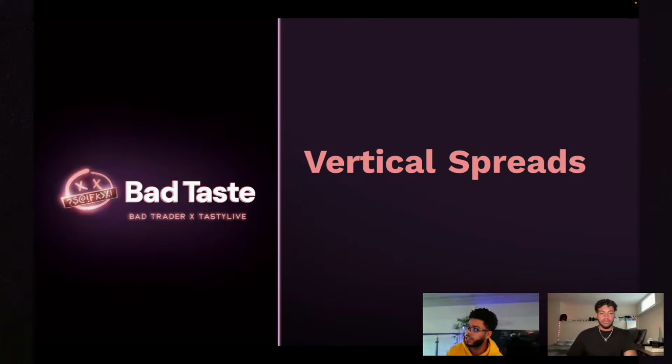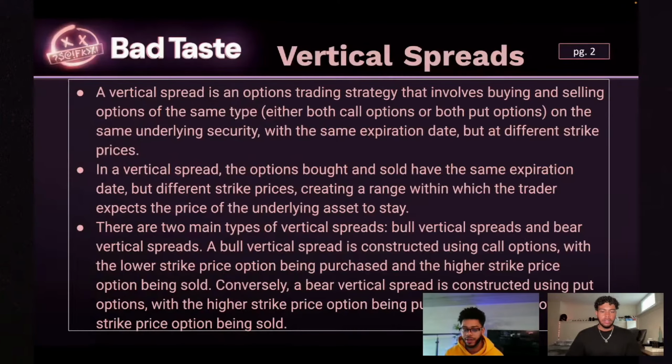So yeah, we're just gonna quickly get into vertical spreads. We'll touch on one of the basic strategies that's very commonly used, probably one of my most commonly used strategies for these very reasons. A vertical spread is an options trading strategy that involves buying and selling options of the same type, either both call options or both put options. You can do this if you're bullish or bearish, on the same underlying security with the same expiration date, but at a different strike price.